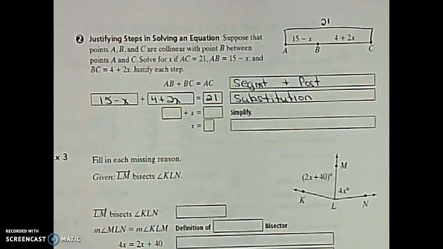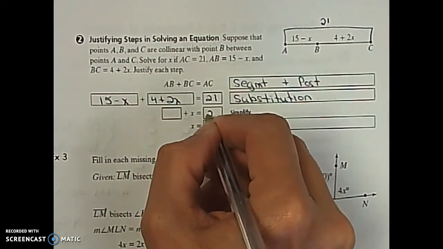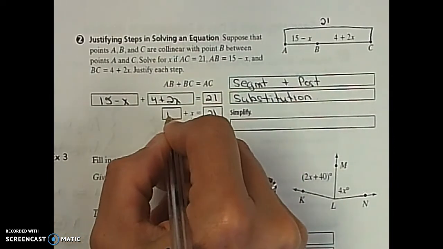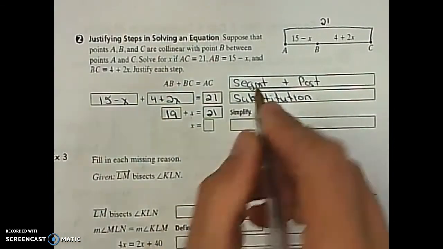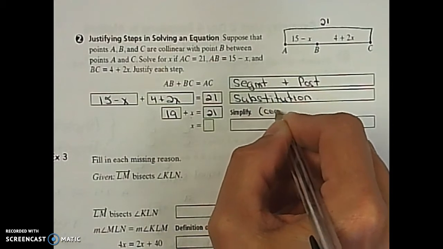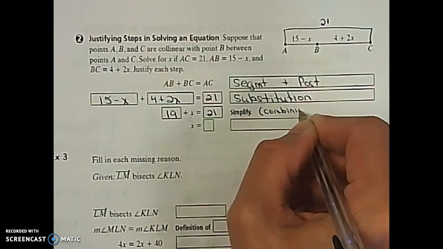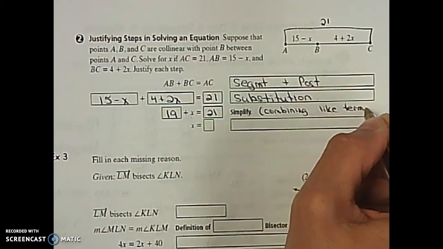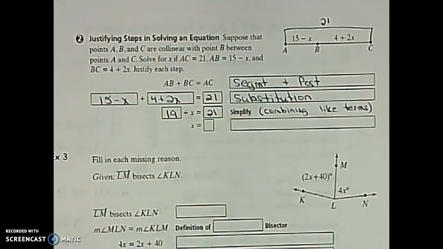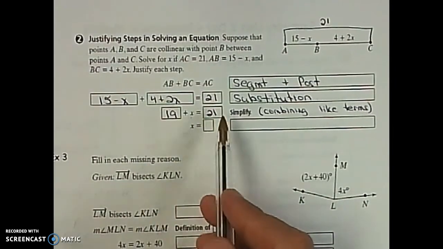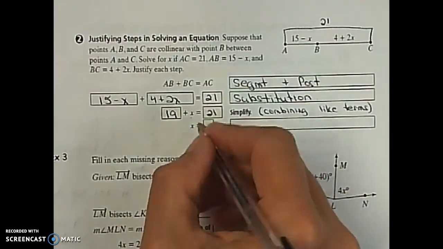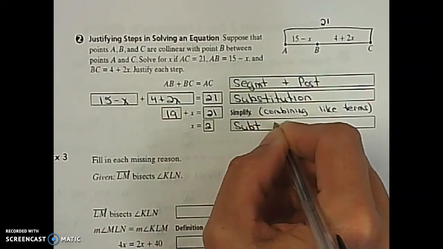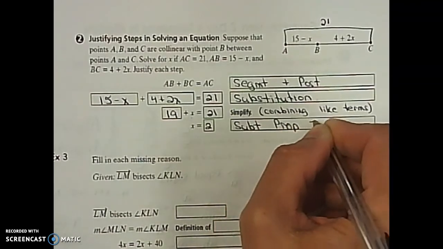They helped us out with our next one. They said we want to simplify, and they even went so far to go ahead and put the x. 15 and 4 is 19. So really, when you are simplifying, we are combining like terms. And then finally, to get from here to here, it looks like they subtracted 19. We get 2, and again, notice I said that key word. It was subtraction property of equality.